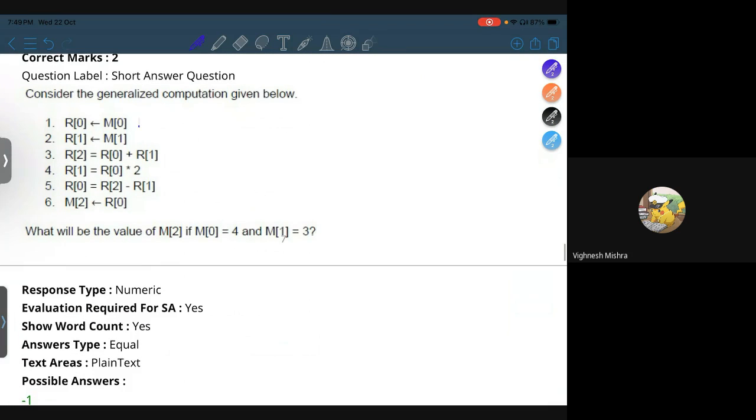So this is 4, this is 3, this will be 7. R1 is 6. Oh, sorry, 8. Then R naught is equal to R2. R2 is 7 minus this 8, which is minus 1. So your output will be minus 1.